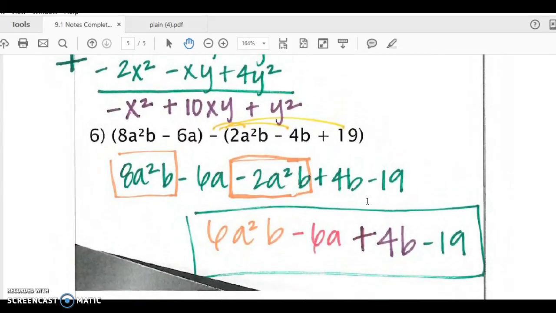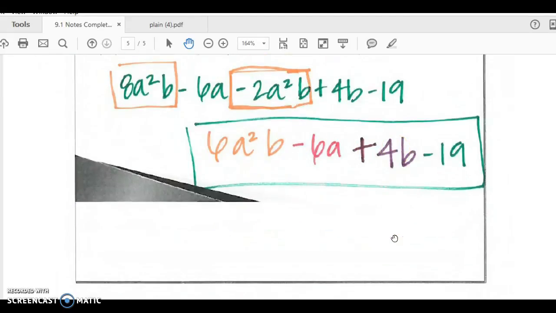The most important thing to remember on this one, you've got a's and b's in here, and a squareds and b's. I would do the 6a squared b first. A negative 6a plus a 4b, can't add those together. I would tend to put the 6a first and then the 4b second. Watch your signs in front of those.